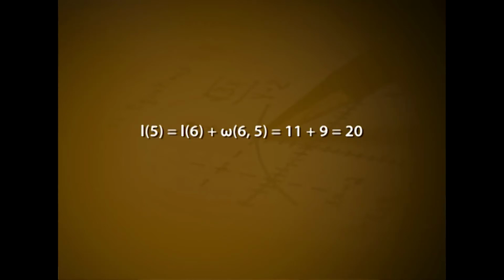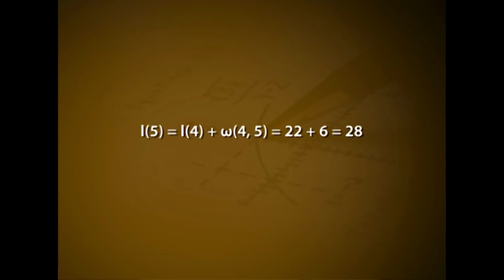So, we temporarily fix the vertex 6 and the path 1 to 6 through 3. Now we go to the fifth step. The only vertex to which we can reach from 6 is 5. So, L of 5 equals L of 6 plus W of 6 5 equals 11 plus 9 equals 20.